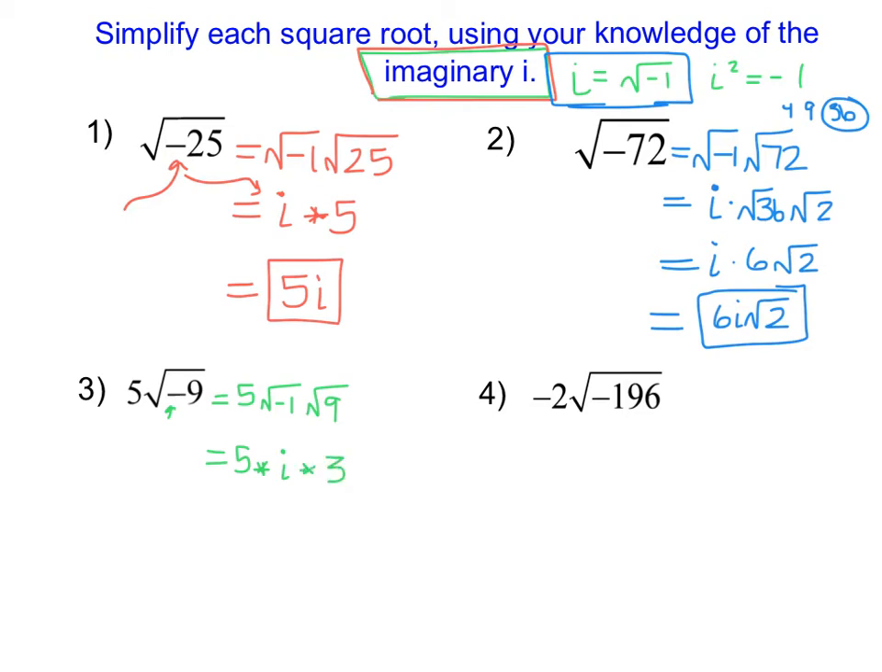So now I see here I have two numbers. So I have 5 times 3, which is 15. And here we get 15i. So again, same process as simplifying square roots, it's just it has an i, imaginary i in there now because of that negative underneath the root.